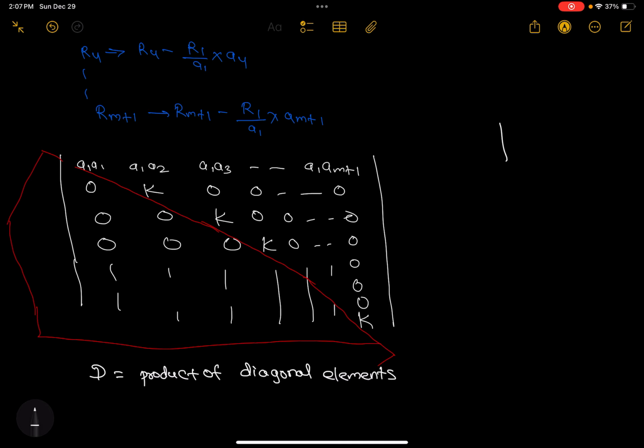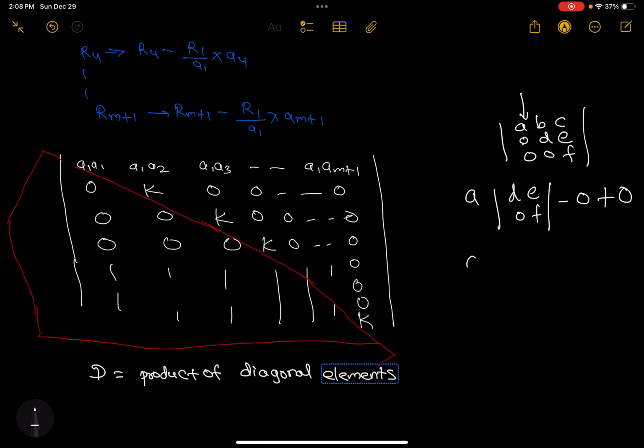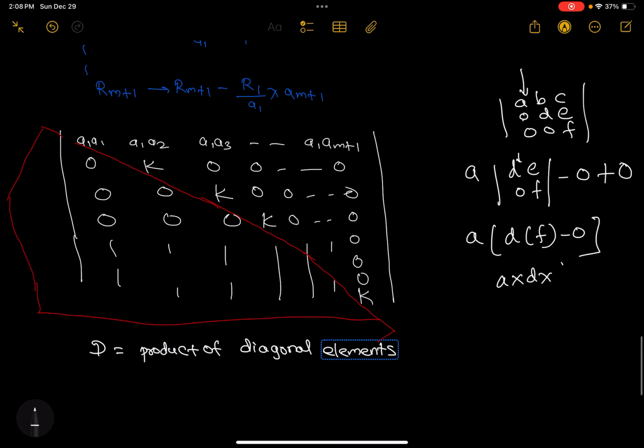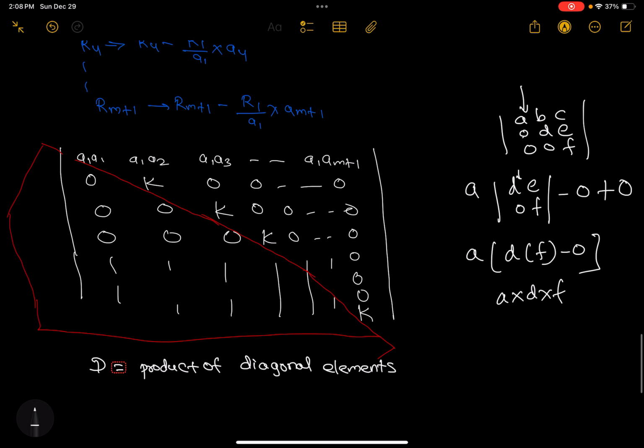Let's say you have A, B, C, 0, D, E, 0, 0, F. If you try to expand it from this first column, you will just have A times the determinant of D, E, 0, F, right? And then others are 0, so 0 plus 0. Again, over here also, if you expand from this column, it's D times F, and the rest of them is just 0, right? So this is just A times D times F. This is basically the kind of induction happening. That's what makes it just a product of the diagonal elements.